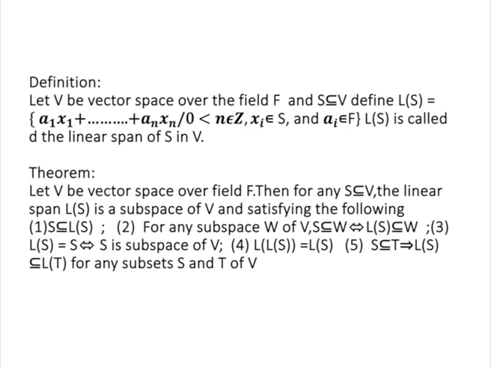Third: L of S equals S if and only if S is a subspace of V. Fourth: L of L of S equals L of S. Just as in sets, A complement whole complement equals A, we write the same way here: L of L of S equals L of S. Fifth condition: S is a subset of T implies L of S is a subset of L of T, for any subsets S and T of V.